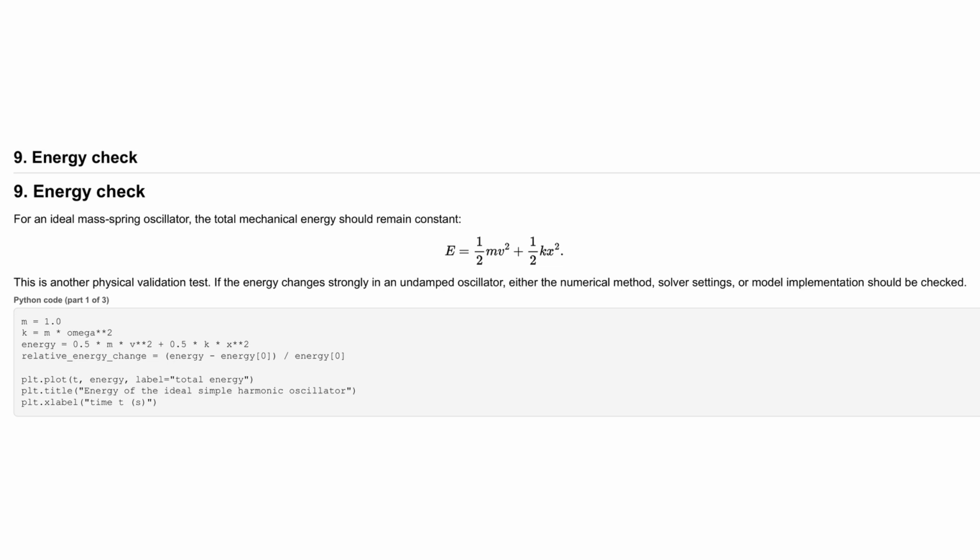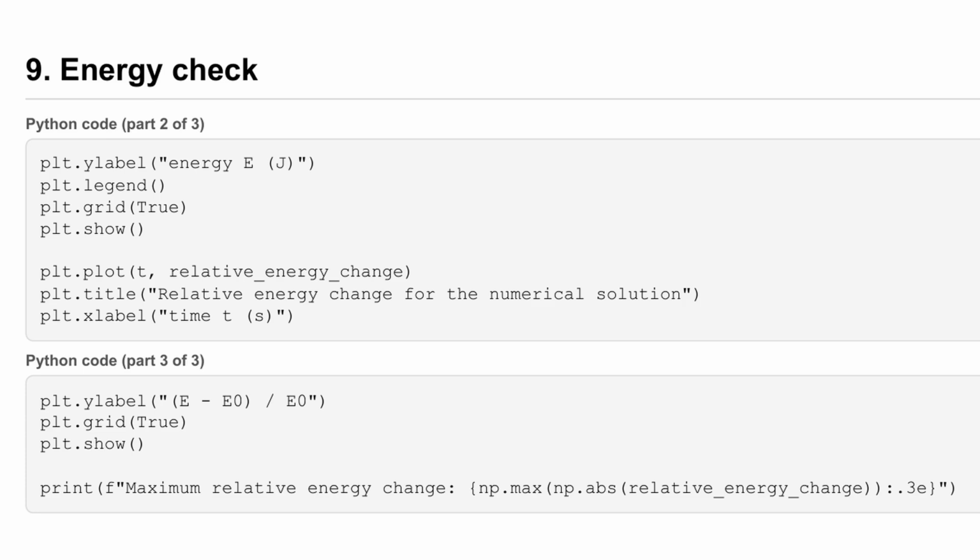We can also perform a validation check based on the conservation of energy. In an ideal oscillator, the sum of kinetic and potential energy should be constant. We calculate the total energy at each time step using the mass, spring constant, and our numerical results for velocity and position. After calculating the energy, we determine the relative energy change compared to the initial value. We then plot the total energy and the relative change on separate graphs to see if the numerical solver is bleeding or gaining energy over the course of the simulation.